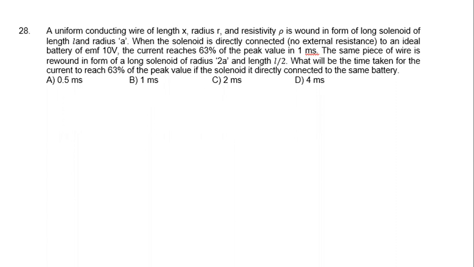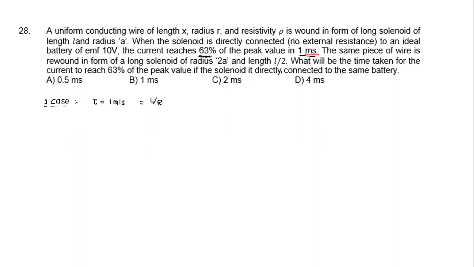Okay, this looks like a lengthy question. It is connected to a battery. Current reaches 63% of its peak value in 1 millisecond. What does 63% of peak value current mean? How much time does it take to reach 63% of the peak value? In the first case, the time taken is equal to tau. When it is wound in a particular manner, in the first solenoid, we find that tau is equal to 1 millisecond, and tau is equal to L by R.